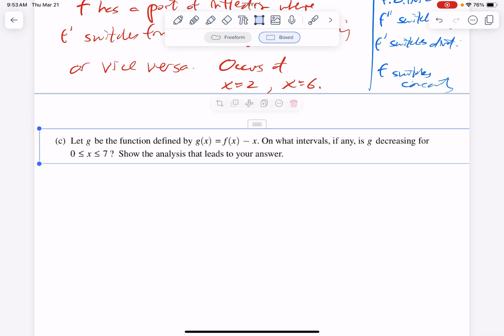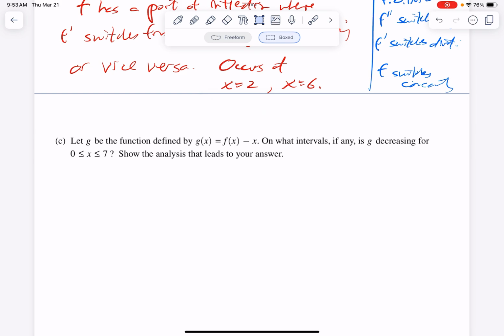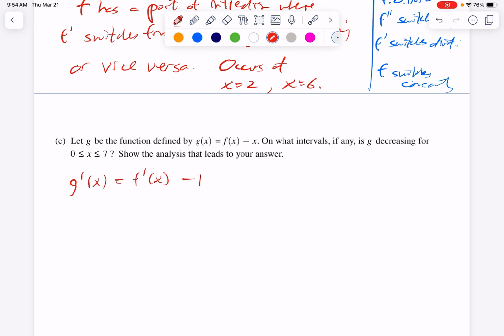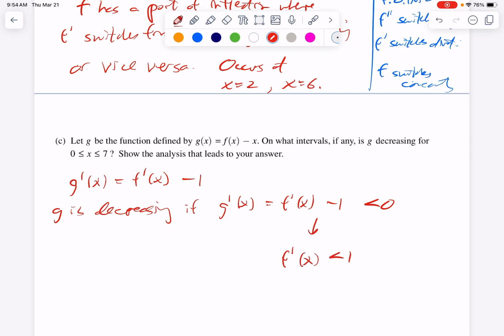So let g be the function defined by g of x equals f of x minus x. On what intervals, if any, is g decreasing? So g is decreasing if g prime is negative. G prime of x is f prime of x minus 1. So g is decreasing if g prime, which equals f prime of x minus 1, is less than 0.